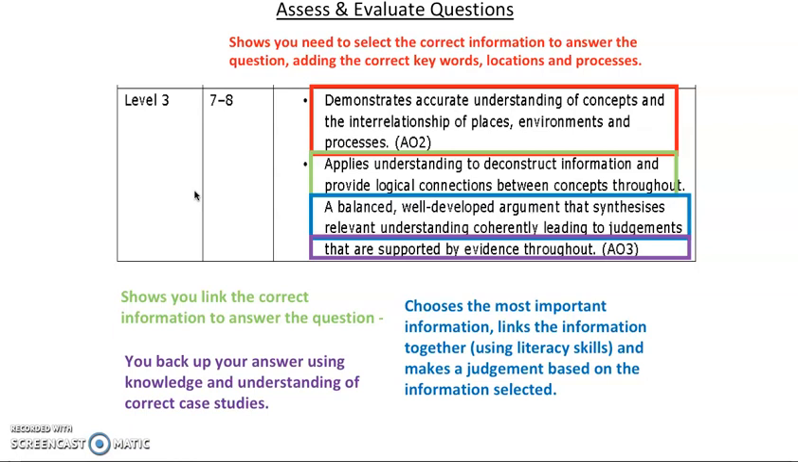You don't need to put lots of facts and figures. They're not looking for you just to recreate a case study. It's 1 or 2 bits of key information that backs up your judgment. And that is key. So it doesn't need to be littered with facts and figures. Just using key examples that back up the main points.